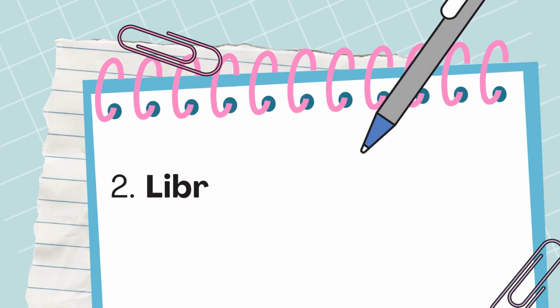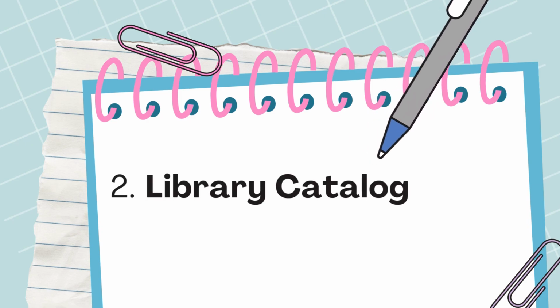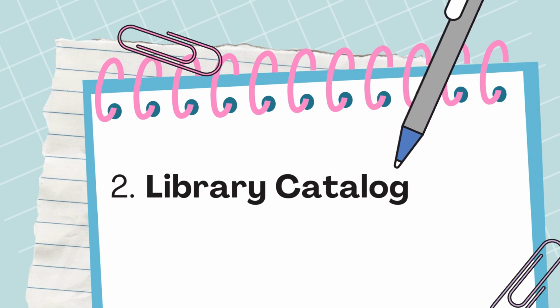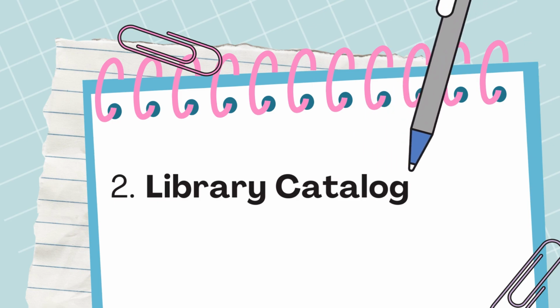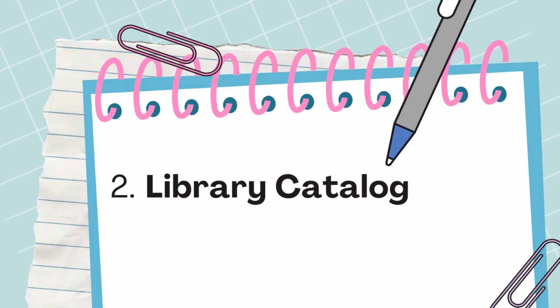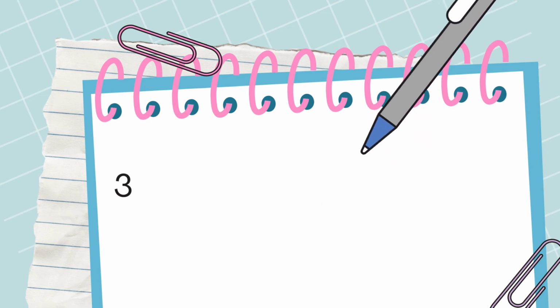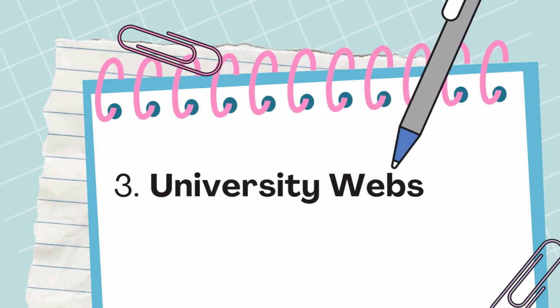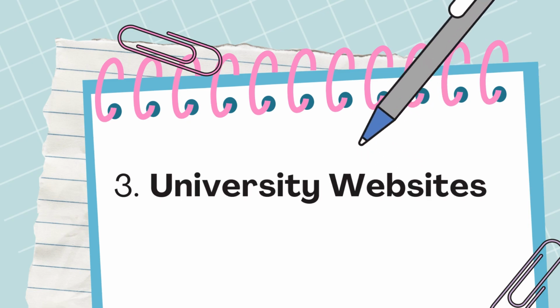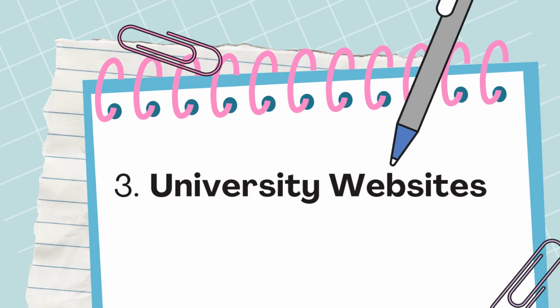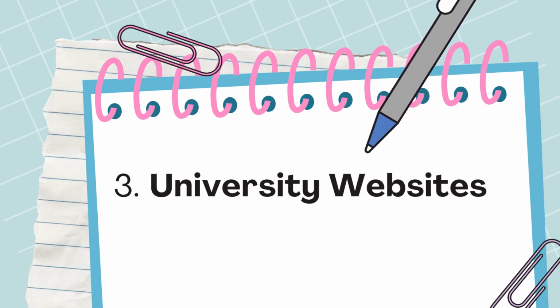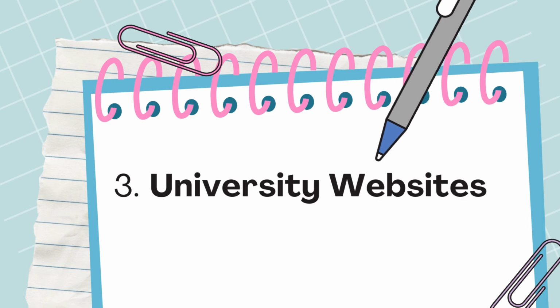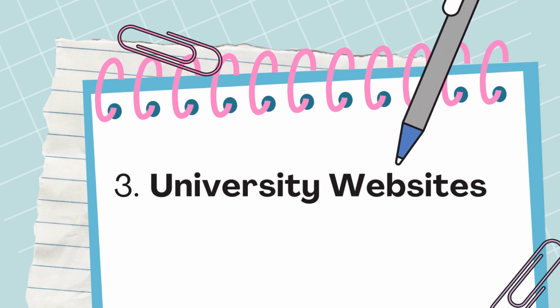Second, check your library's catalog. Use your school or local library's online catalog to find books and other scholarly materials. Many libraries have a section specifically for academic or scholarly sources. Third, explore university websites. Look for research published by universities. Many institutions host online repositories where faculty and students publish their work. These are often credible and well-researched.